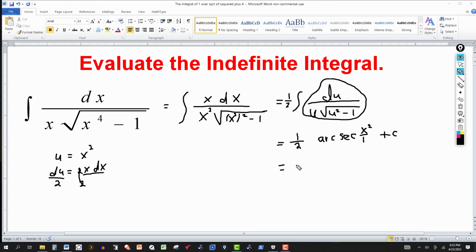So let's rewrite this: 1/2 arcsecant of x squared plus your constant of integration.